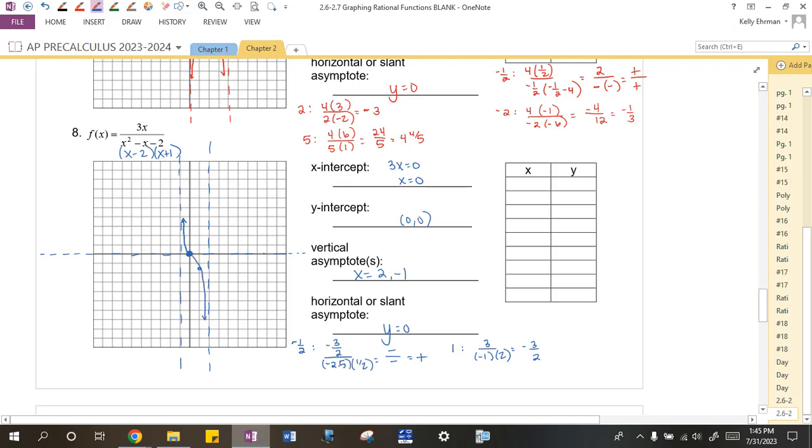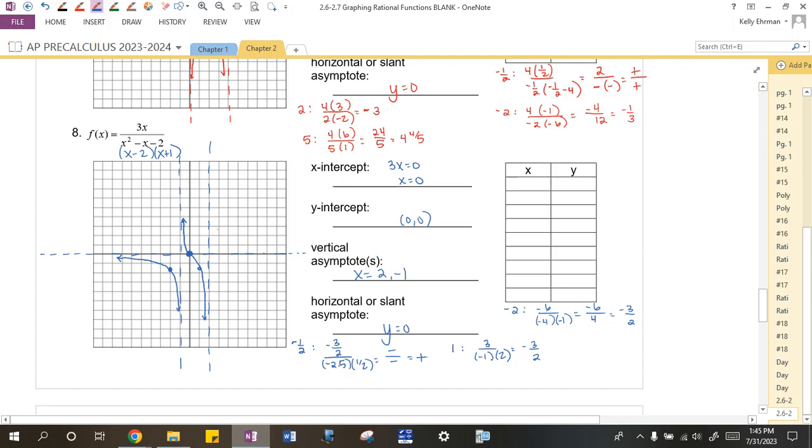There's that. And then we need a point on the far left, point on the far right. So -2 gives me -6 over -4 times -1. That's -6 over +4. That's -3 over 2. So at -2, I'm down -1.5. That's enough to tell me that there's a branch that fits into this little corner here.